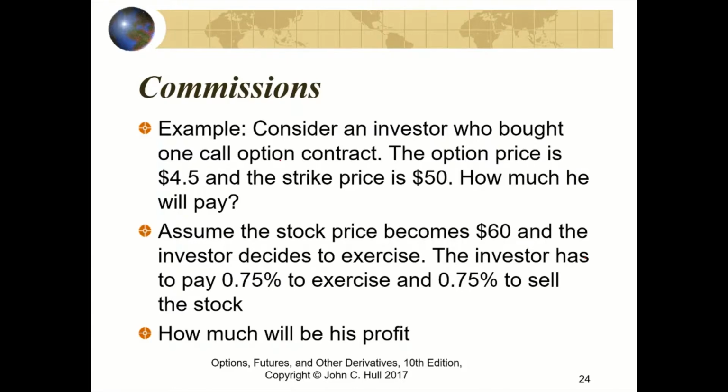And we also want to look at if the stock price became 60 and the investor decides to exercise. Now here, let's assume that the schedule set by the broker is that if the investor decided to exercise and sell the stock, he will pay 0.75% for each step. How much will be the investor's profit? Let's look at the example.